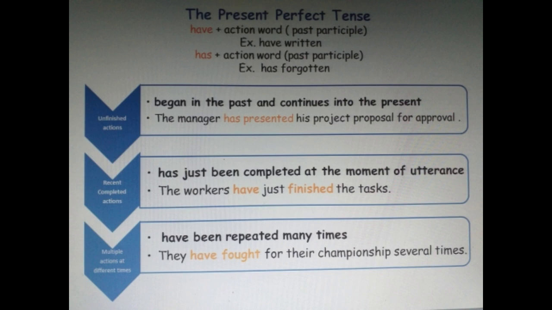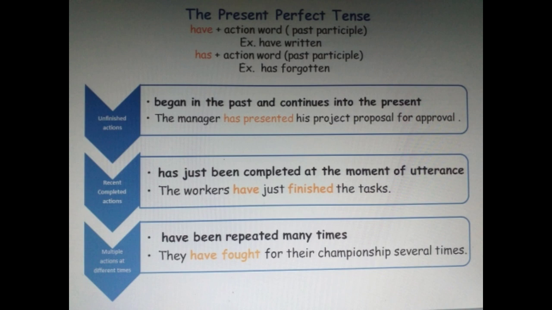The present perfect tense is an action that began in the past and continues into the present. So these are unfinished actions. Example, the manager has presented his project proposal for approval.